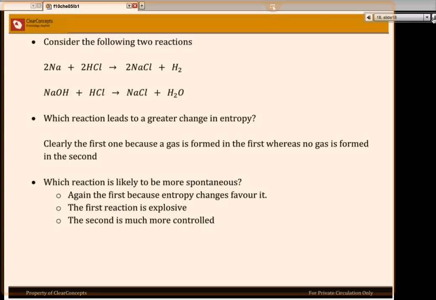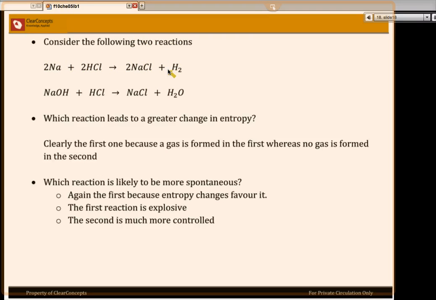So now let's look at these equations, keeping that in mind and our understanding of entropy as we just figured it out from this lab. Look at these two equations in front of us. The first is sodium reacting with HCl to produce sodium chloride and hydrogen. The second one is sodium hydroxide reacting with HCl to produce sodium chloride and water. Can you see that in the first reaction, on the left there is no gas, but there is a gas on the right?